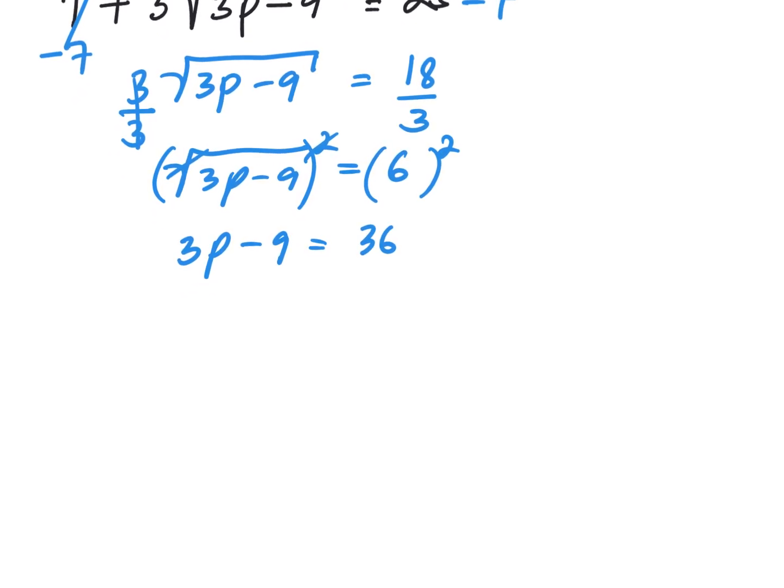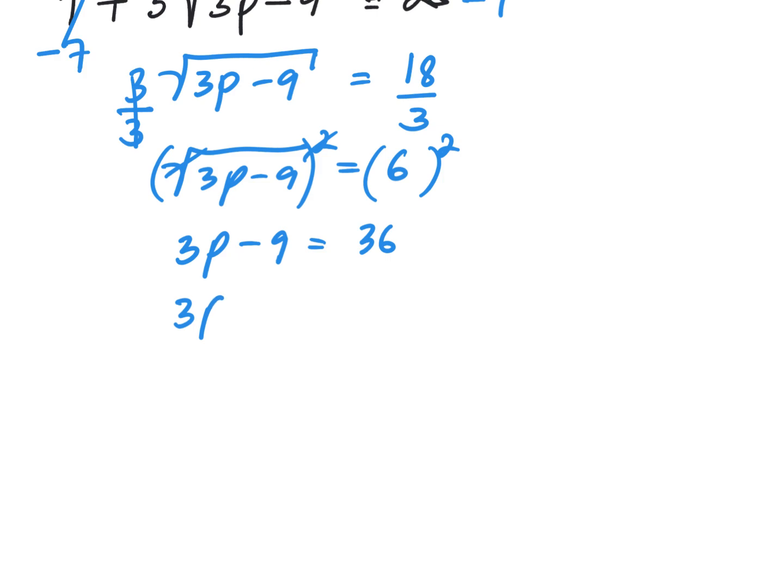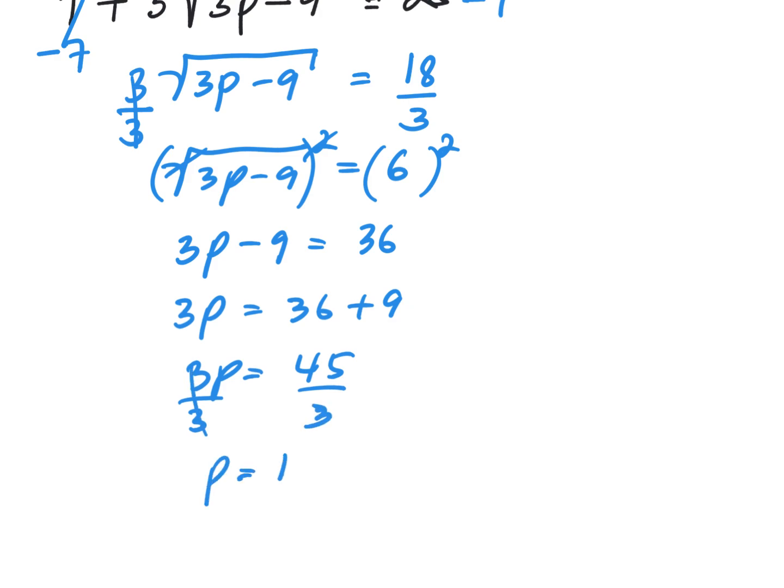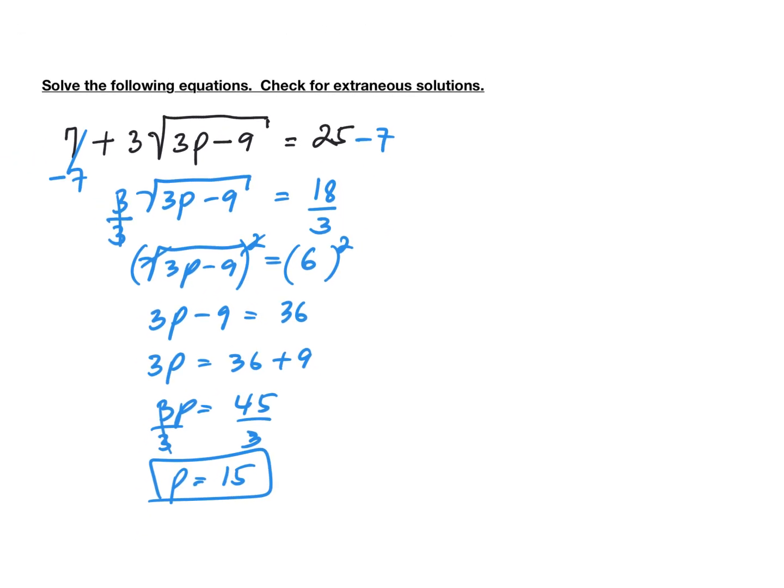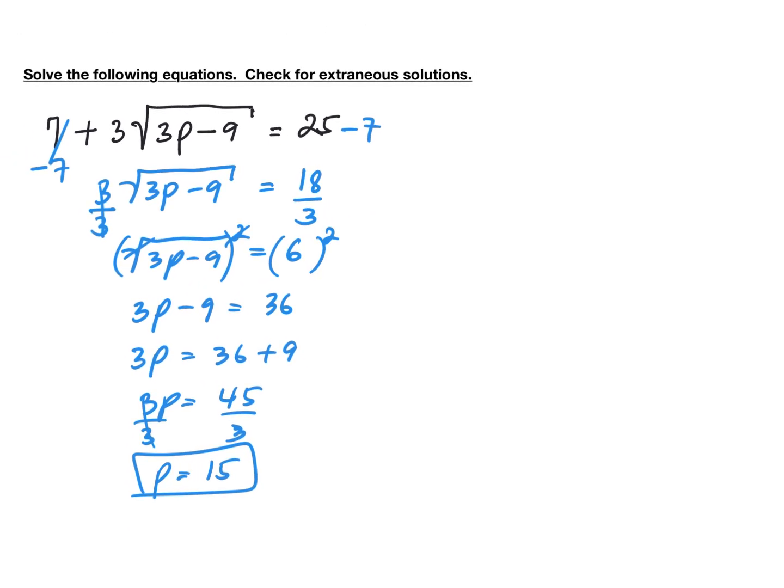Okay, let's continue the process. So 3p is equal to 36 plus 9. 3p is equal to 45, divided by 3. Then this is going to give us 15 only. Now let's check if 15 is the correct answer to this equation.